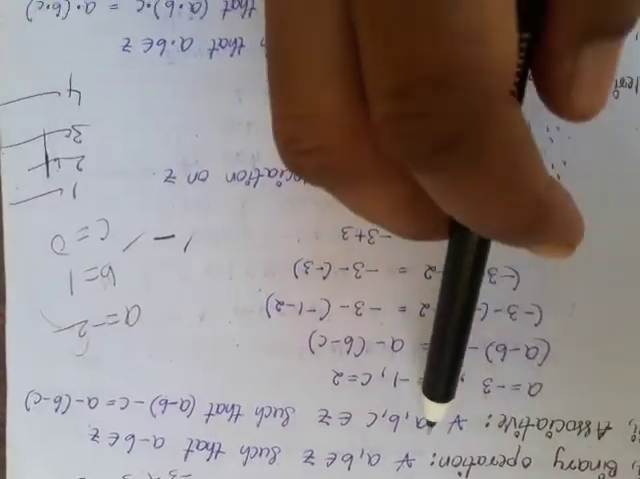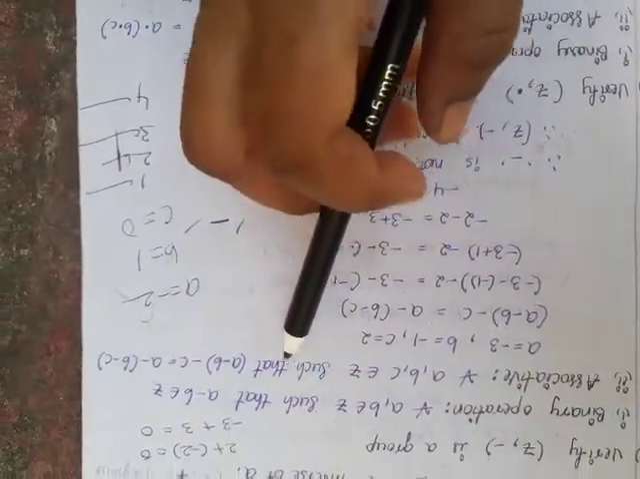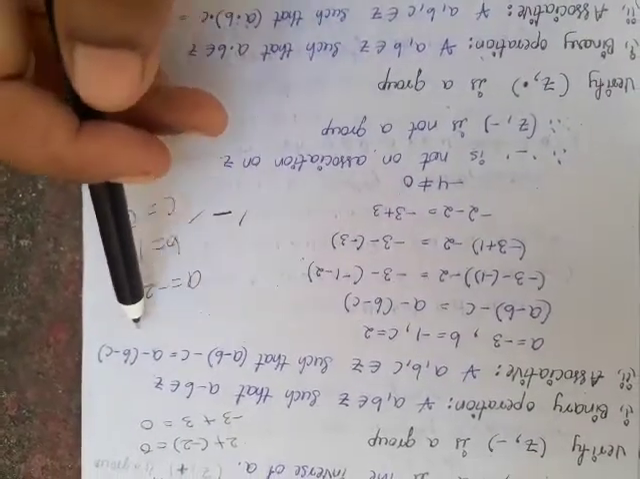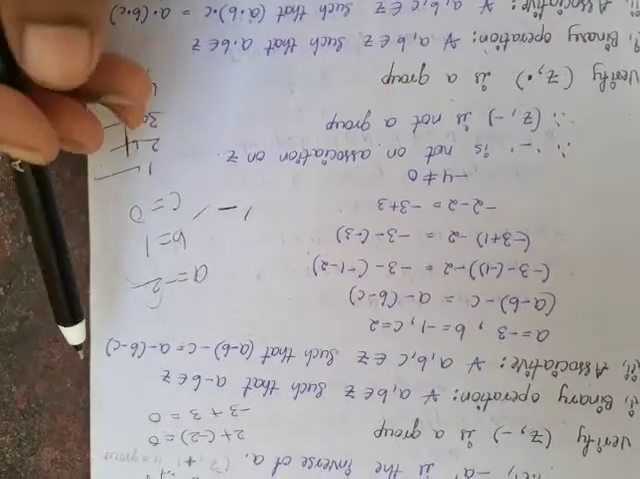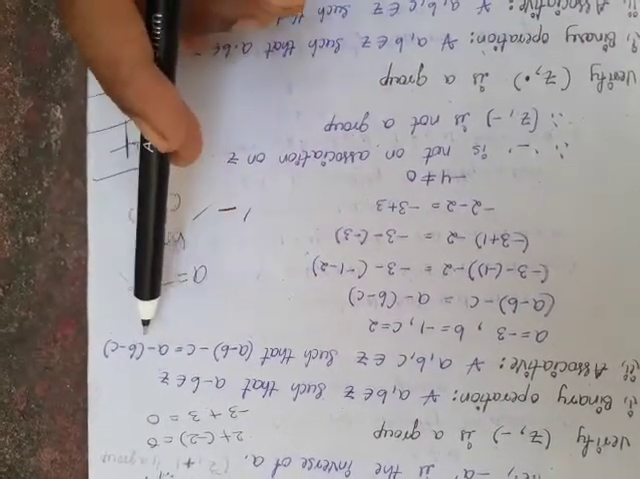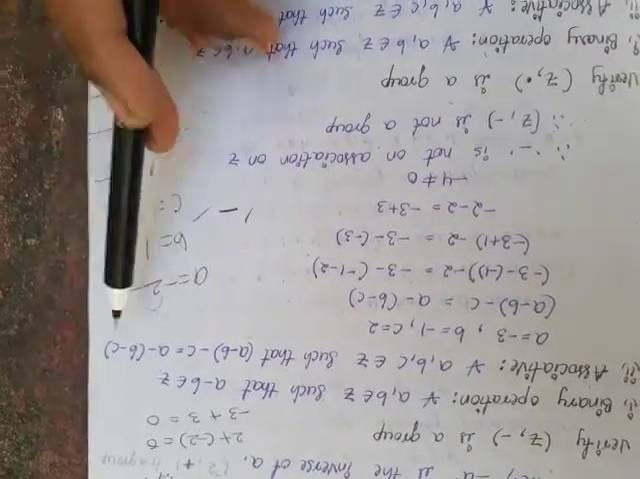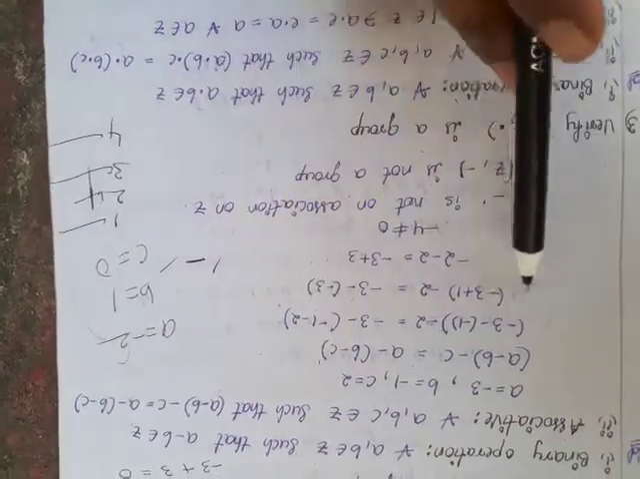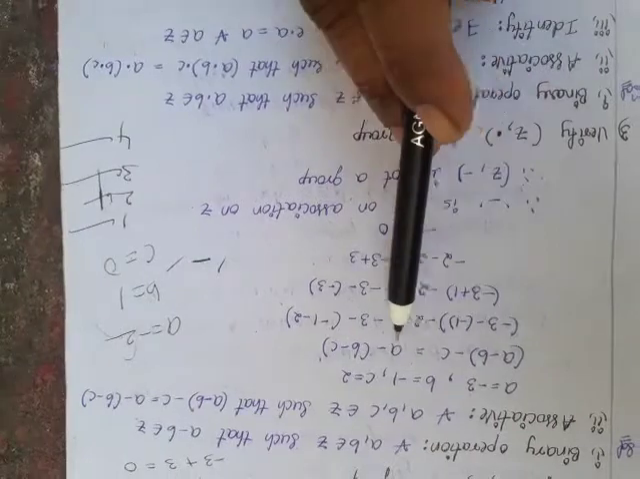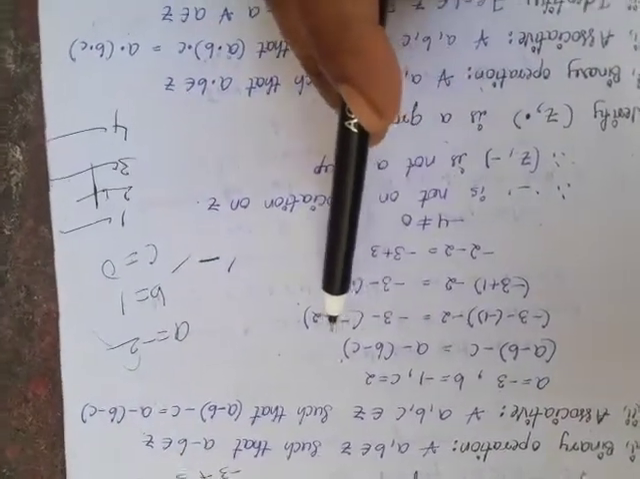Next one, associative property. Here we have to take any three elements: a minus (b minus c) is equal to... what is the associative property with respect to subtraction? (a minus b) minus c is equal to a minus (b minus c). Let a equals minus 3, b equals minus 1, c equals 2. Substitute here: (a minus b) minus c is equal to a minus (b minus c).